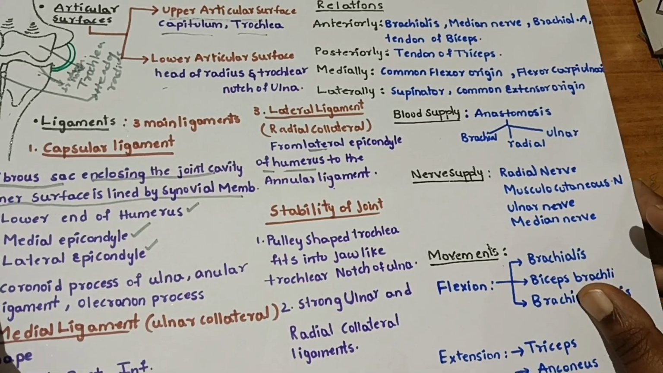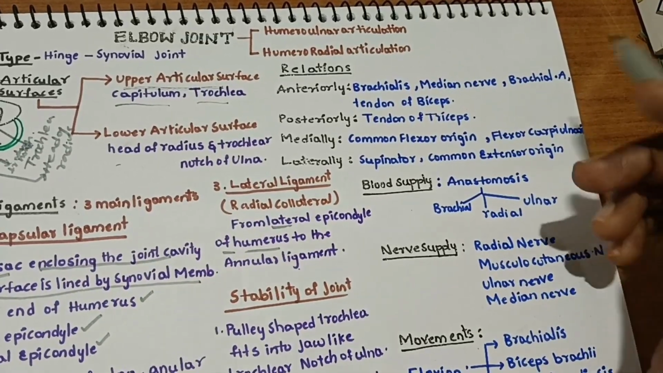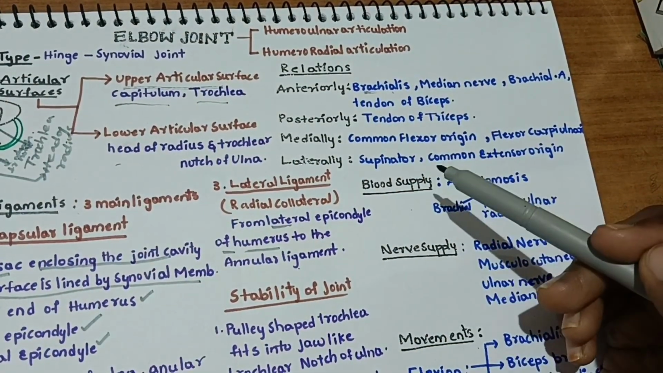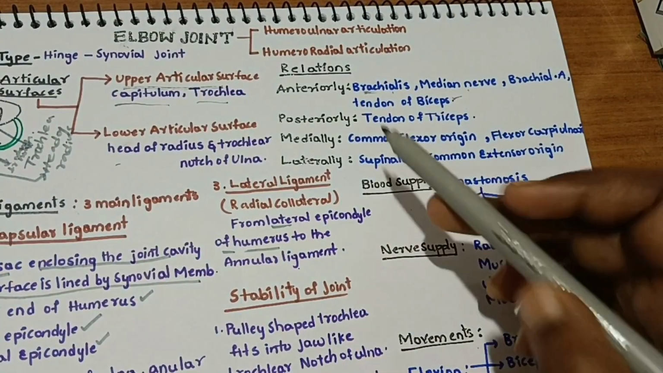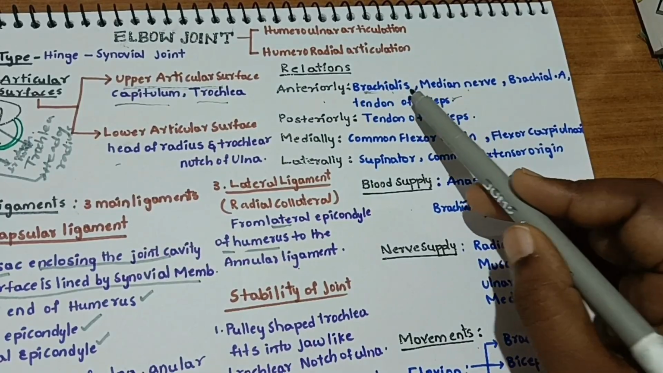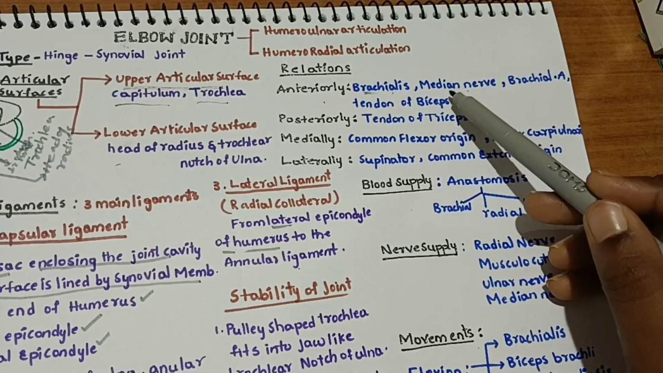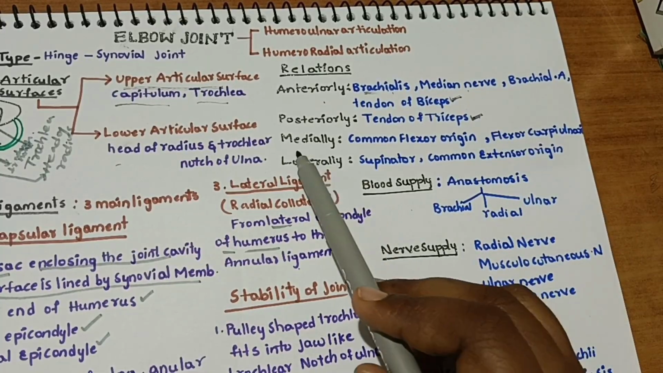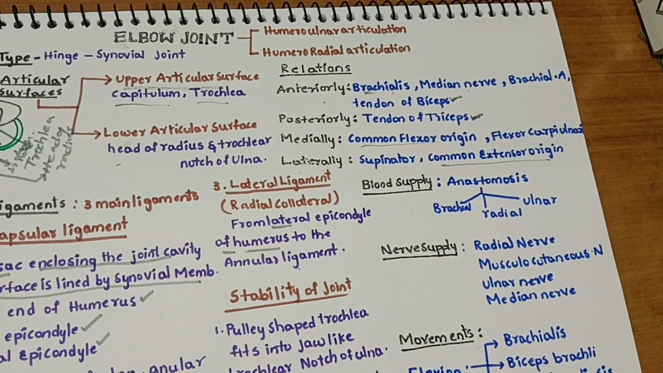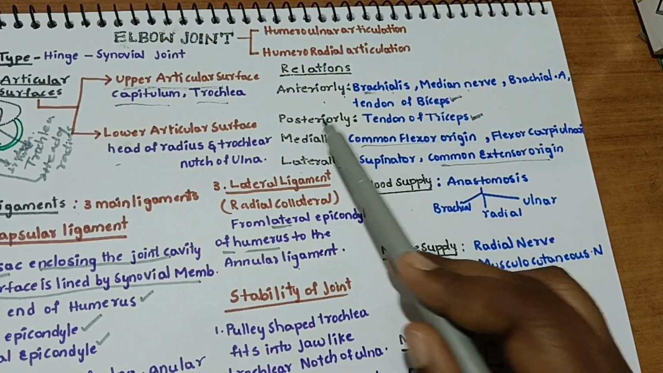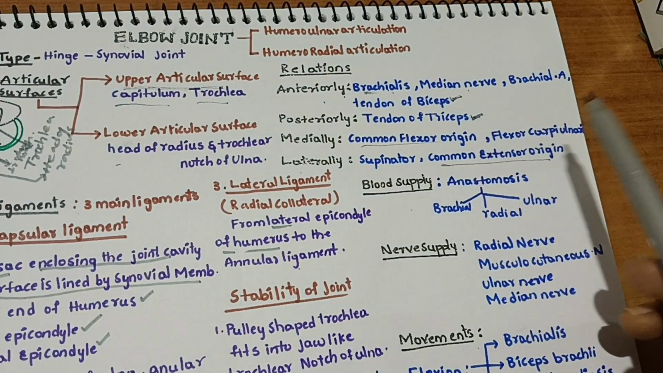Yes. Now let's see the relations of the elbow joint. Anteriorly, it contains brachialis, median nerve, brachial artery and tendon of biceps. Posteriorly, we have triceps. Anteriorly the tendon of biceps, posteriorly the tendon of triceps, medially the common flexor origin, laterally the common extensor origin.